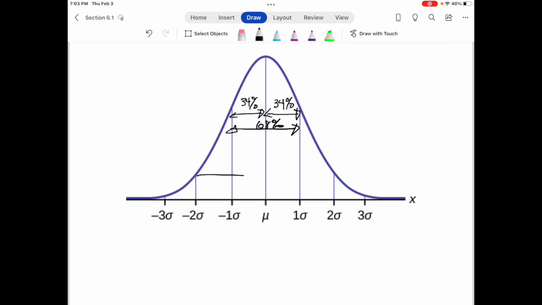So I know that all the way from here to here is 95% of the data. But we just used some common sense and some arithmetic to figure out that from here to here is 13.5%. And from here to here is 13.5%.